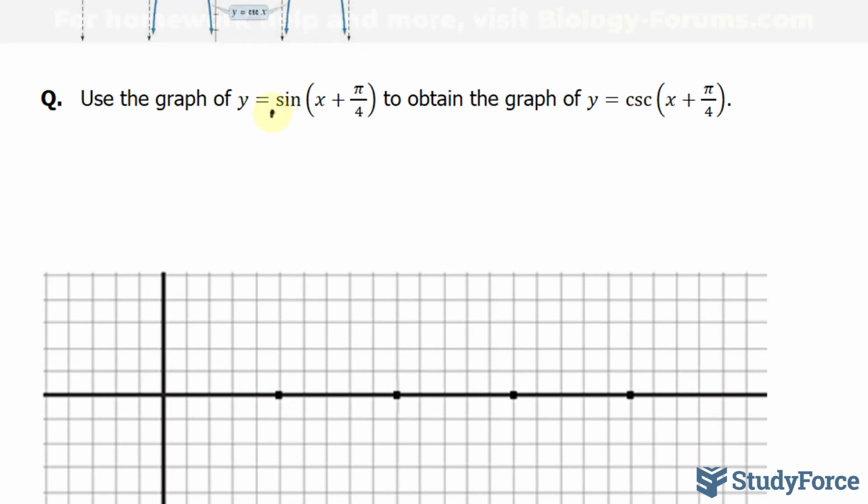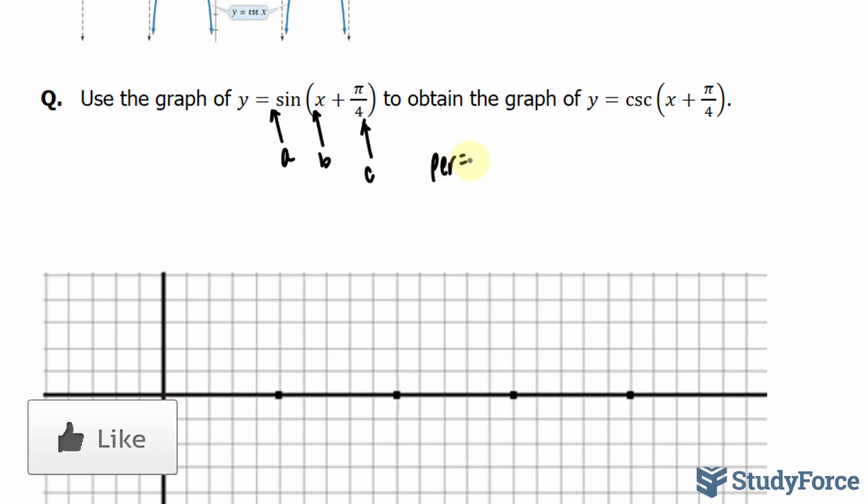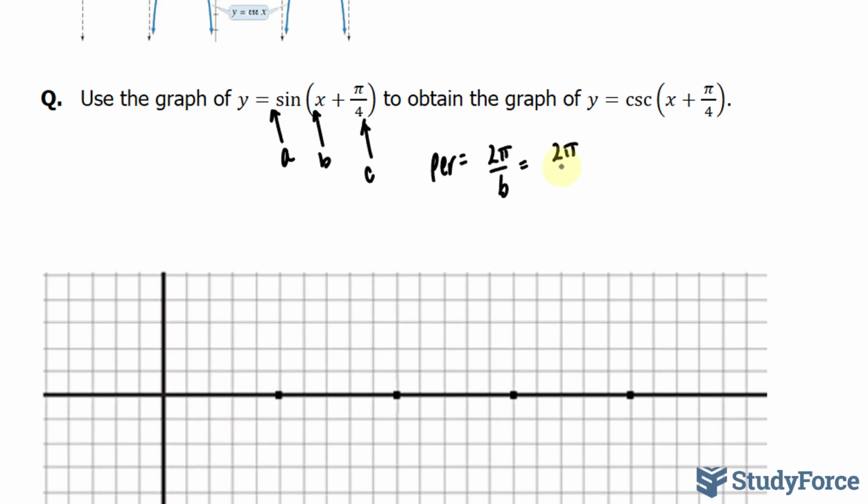First, you want to identify your a, b, and c, because that will help us with knowing what the period is, amplitude, etc. Now the amplitude is 1, our b value is 1, and the b value can be related to the period, where period is equal to 2 pi over b. We have 2 pi over 1, so our period is 2 pi. C is related to the phase shift, and we'll worry about that in a moment.